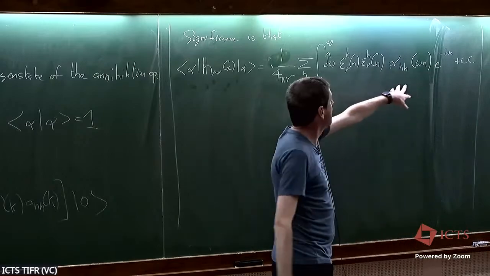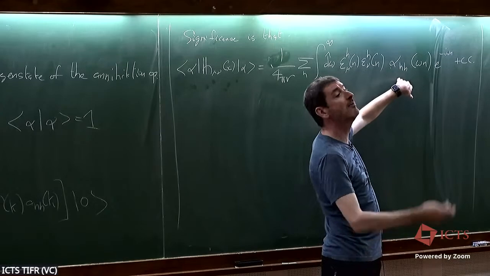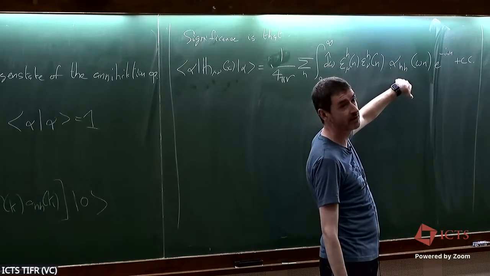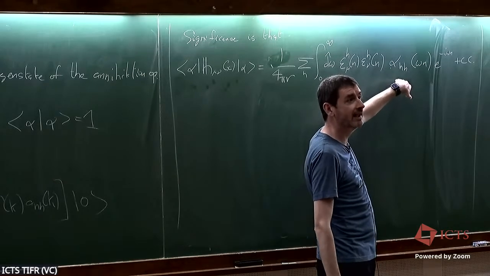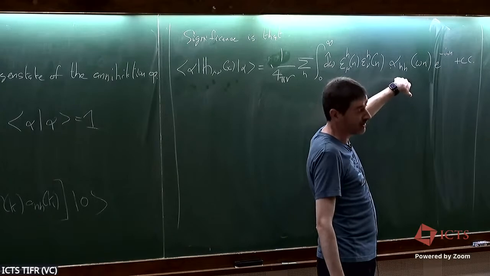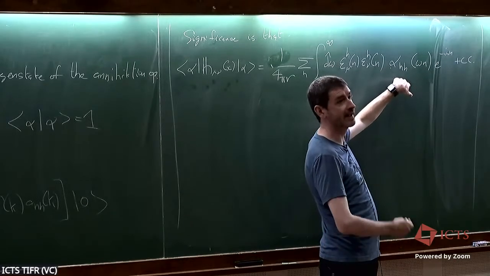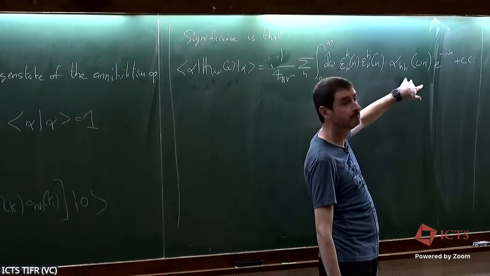So you see what's happened here is we've replaced the operator a with a function alpha. That's essentially why coherent states are useful. So when you take the quantum field operator and take its expectation value on a coherent state, you'll just get a classical field with an arbitrary function in here.